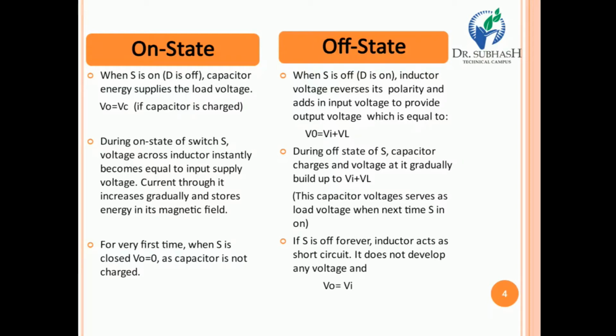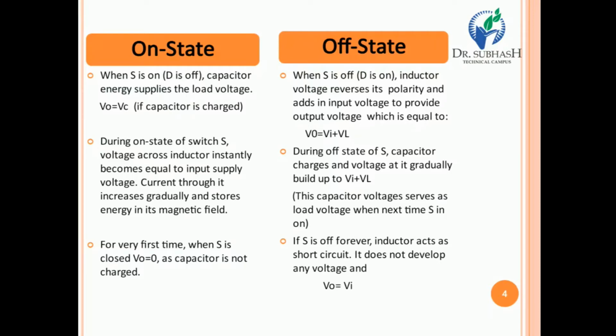Now we discuss the off state, when S goes into the off condition, right? The inductor voltage reverses its polarity and adds to the input voltage to provide the output voltage. So the output voltage Vout equals the input voltage Vi plus the voltage across the inductor, VL. So in the off condition, Vout equals Vi plus VL, and in a similar way, in the on condition, Vout equals Vc, right?